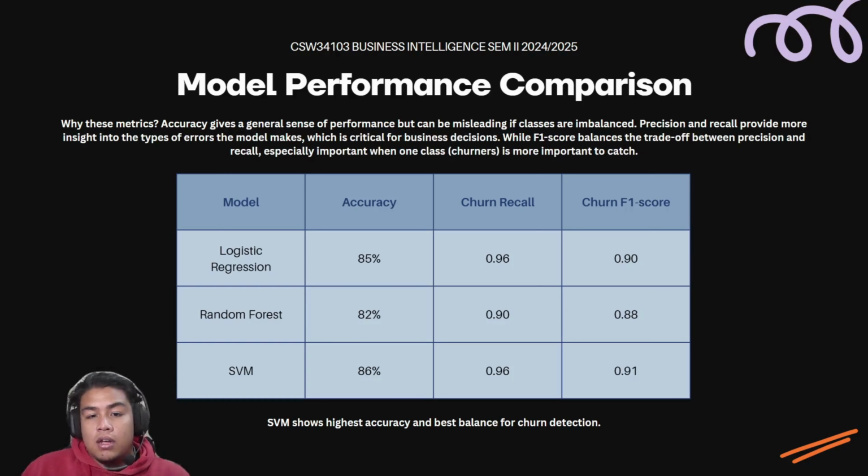Last, the SVM, support vector machine, had the highest accuracy at 86%, matched logistic regression's recall at 0.96, and had the best F1 score at 0.91. From the results, we can conclude that SVM provides the best overall performance for churn detection, striking the right balance between identifying churners and minimizing false positives.